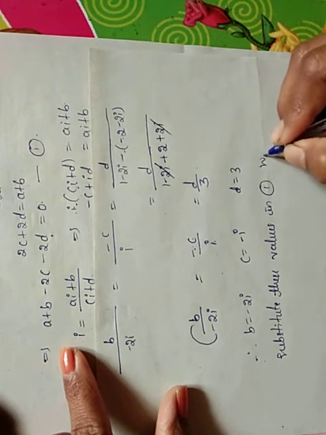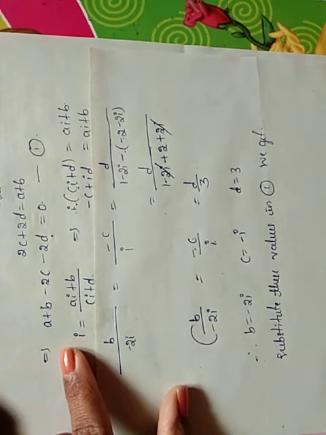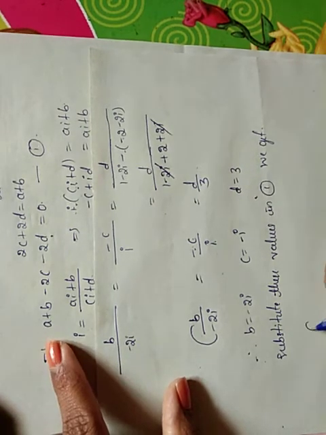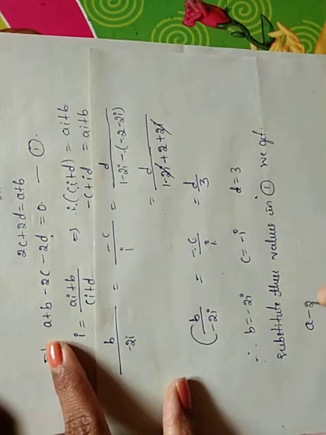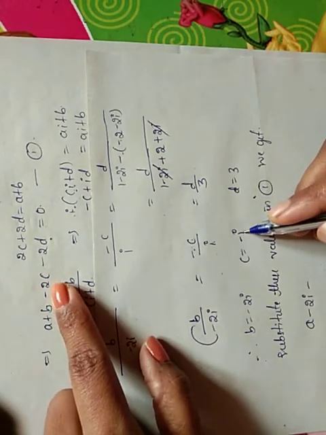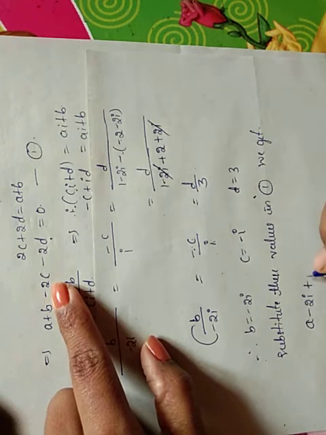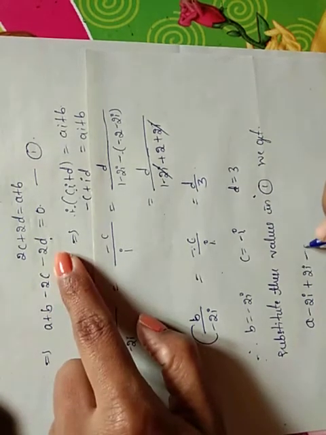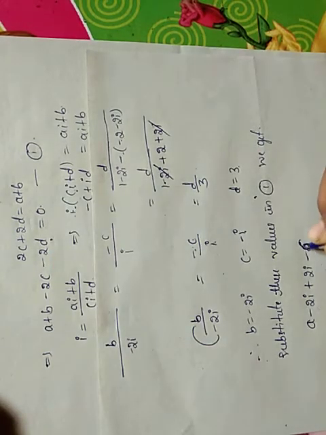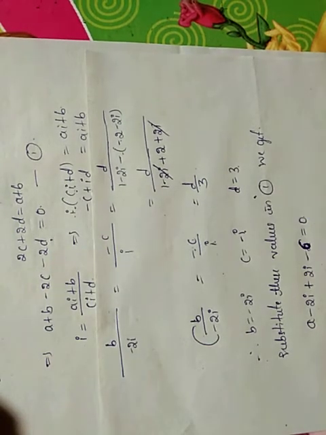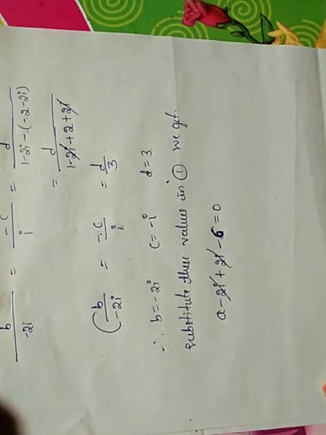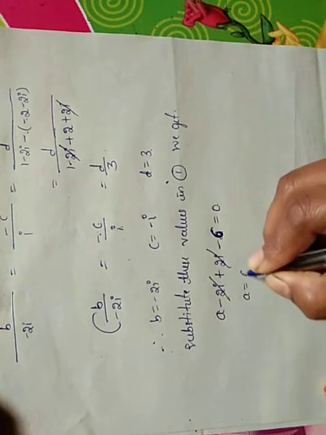In 1, we get, substituting these values in 1, we get A, B equal to minus 2i, minus 2 into C, C equal to minus i, minus minus becomes plus 2i, minus 2 into D, D equal to 3, 3 into 2 equal to 6, equal to 0. Minus 2i plus 2i get cancelled. A equal to 6.